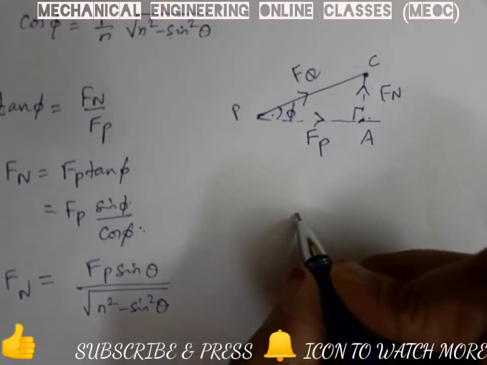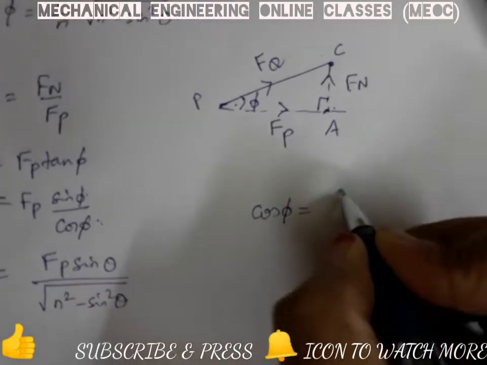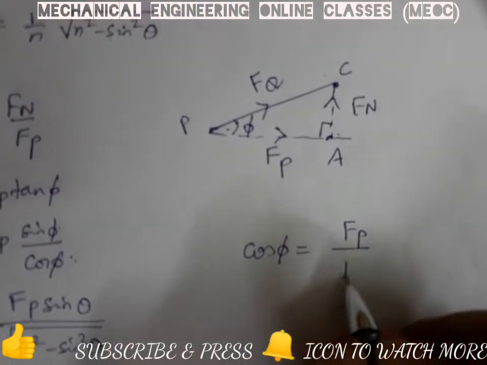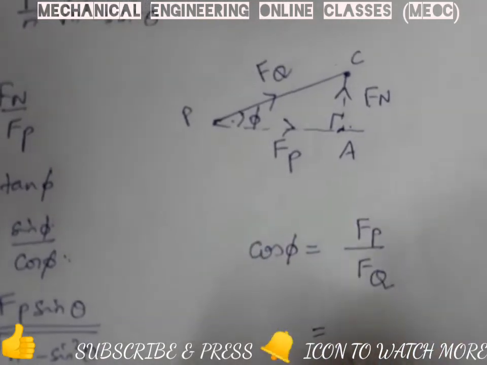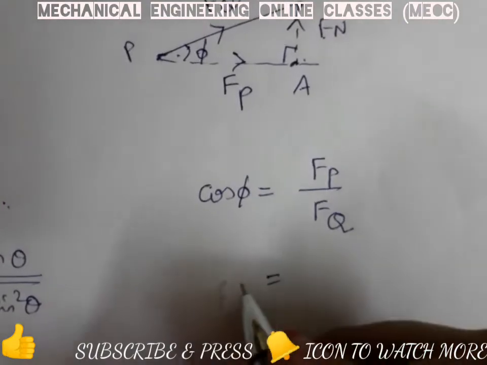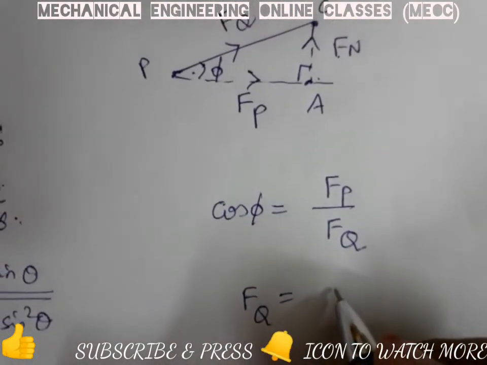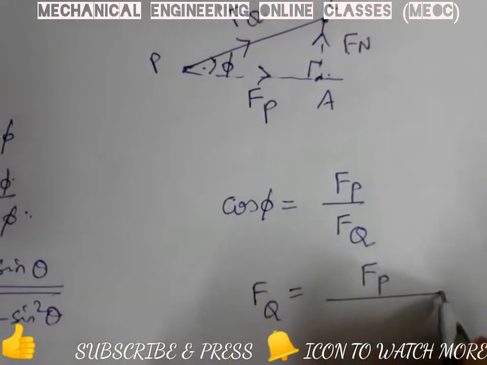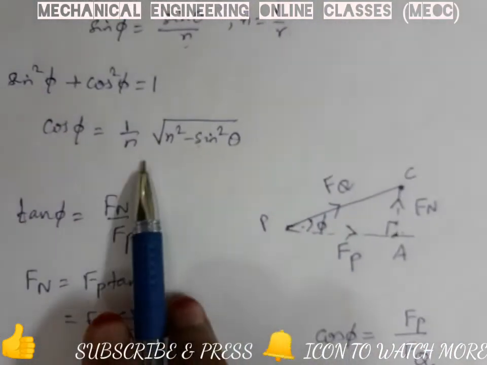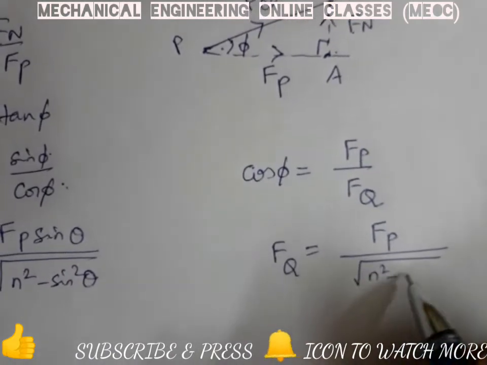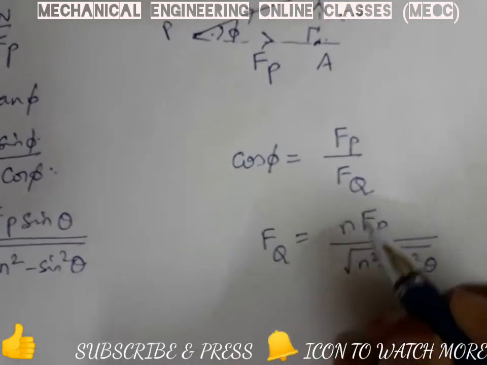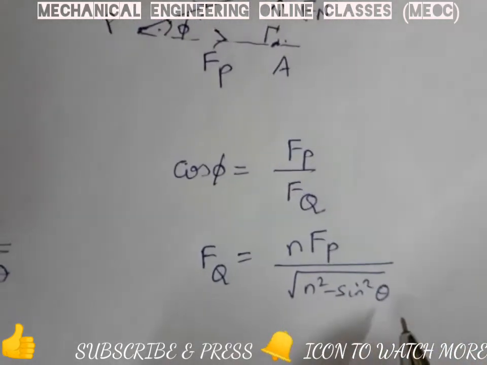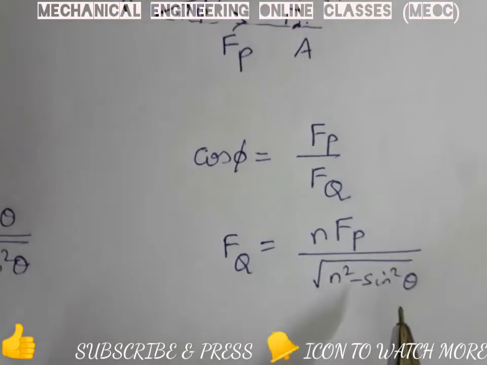From the figure, I can write cos phi is equal to Fp by Fq. Fp is already calculated by us. So from here, I can write Fq as Fp by cos phi. Cos phi is nothing but root over n square minus sin square theta, 1 by n comes here, so I can shift it up. So this is the expression for the force acting along the connecting rod.